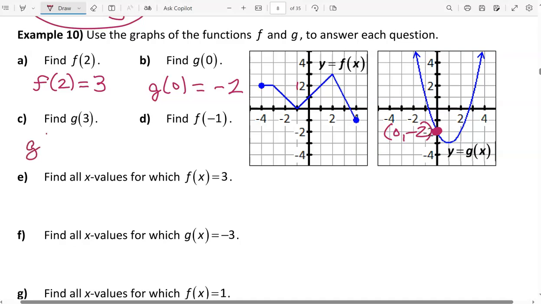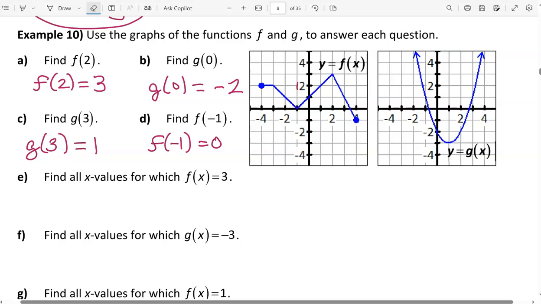To find g of 3, we'll also look at the graph of g of x, but this time x is equal to 3. So when x is equal to 3, we can see that the graph has a y value of 1, so g of 3 is equal to 1. And then lastly, we'll switch back to function f, and we're trying to find f of -1, so I'll go to x equals -1 on the graph, and that point is (-1, 0), so f of -1 is equal to 0.